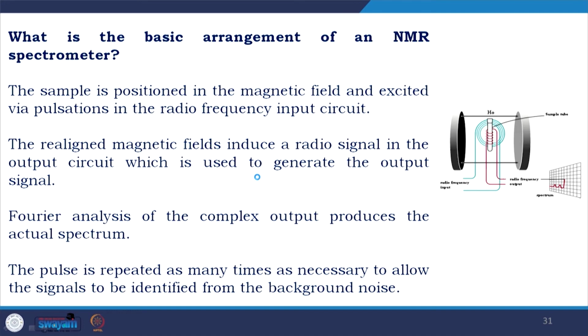The pulse is repeated as many times as necessary to allow the signals to be identified from the background noise. If you use more pulses, your signal is enhanced and your signal-to-noise ratio is improved. That is good for getting better data.